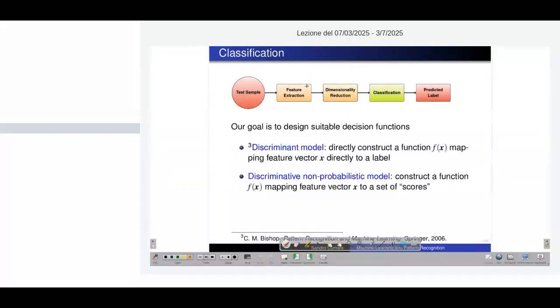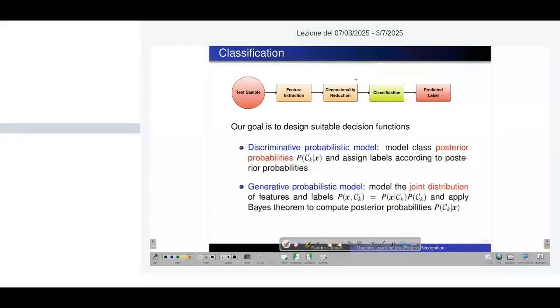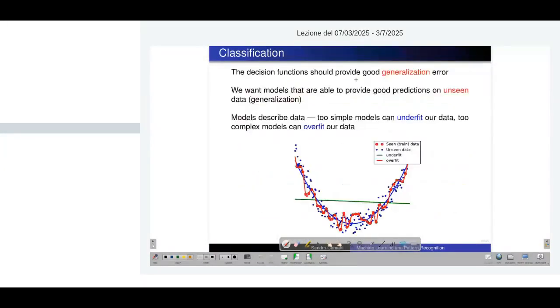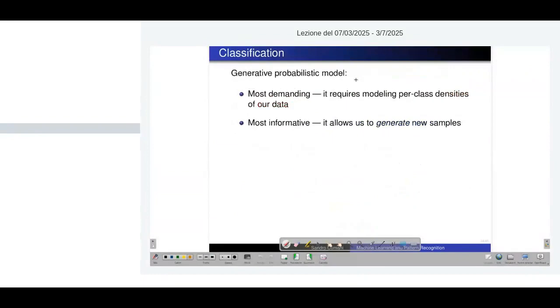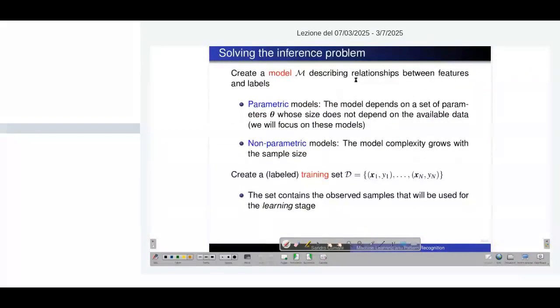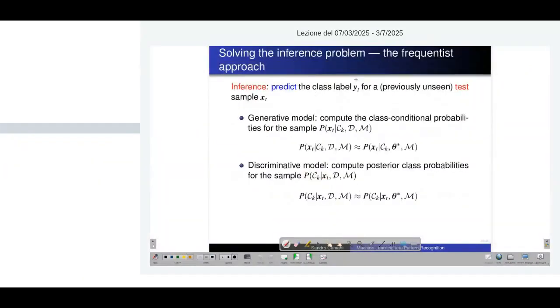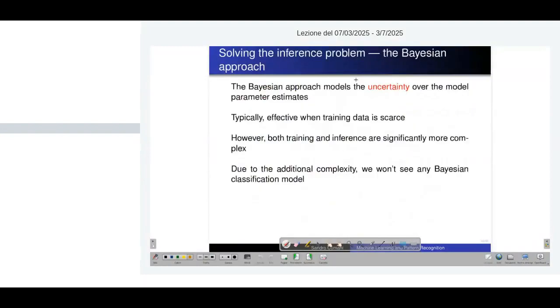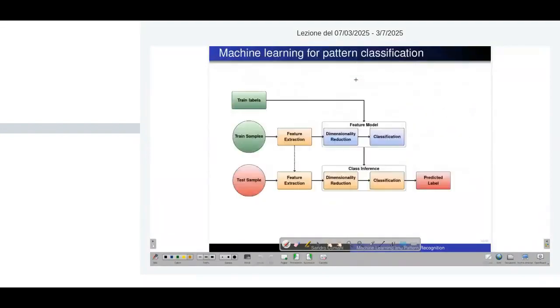And then we said that finally we will build our classifier, and we discussed 3 possible ways of building the classifier, and we will see that more in detail in the upcoming weeks. Other questions on this part? Okay.